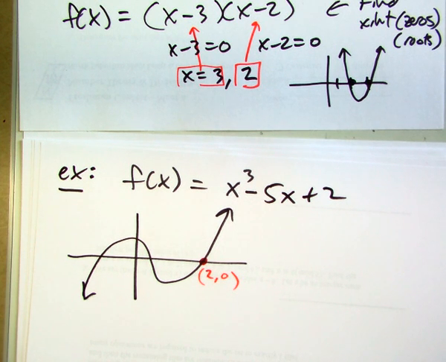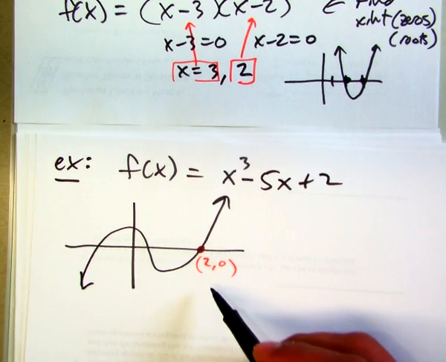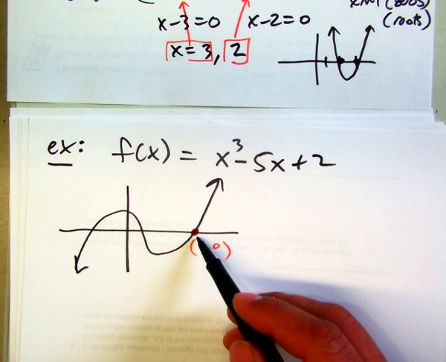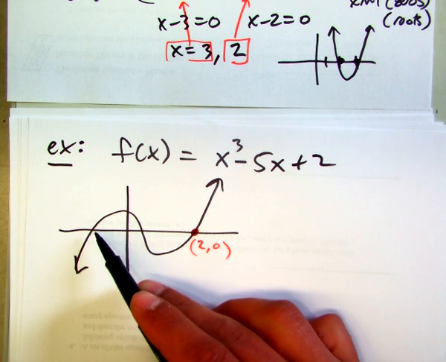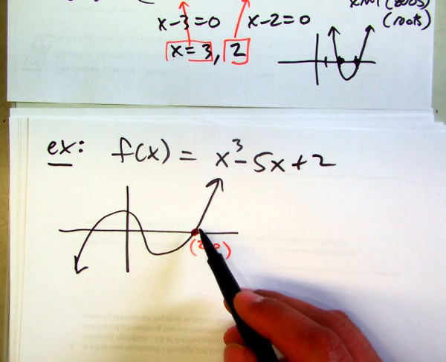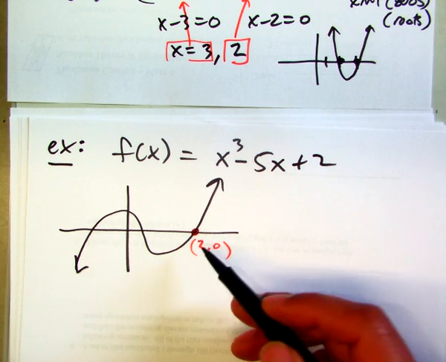When we look at the graph, we see that it hits x equals 2. We can't really see exactly what that number is, but we're really darn sure that it crosses at x equals 2.